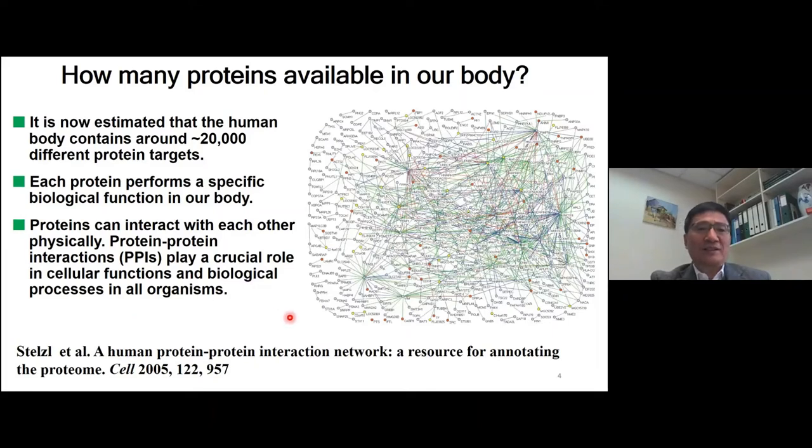So protein-protein interactions play a crucial role in cellular functions and biological processes in all of the organisms. I show you an example to demonstrate how complicated these protein-protein interactions are, and of course, this reflects the difficulties for drug development.